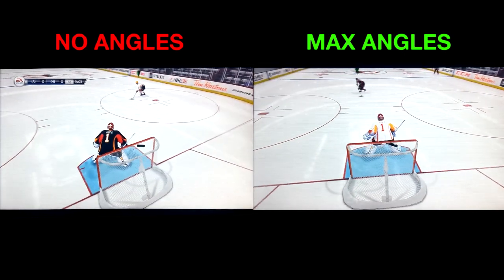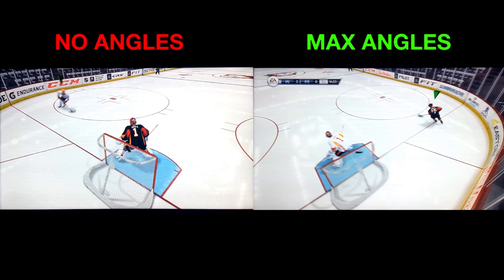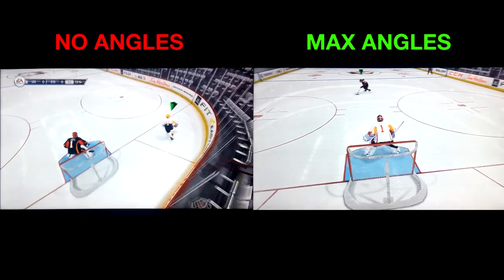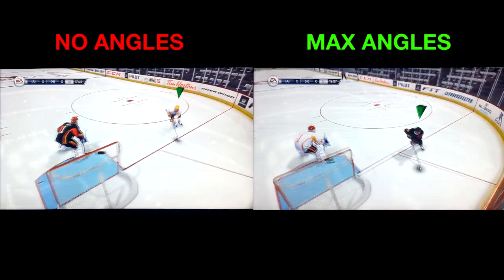Now, this time around, look at our goalie with max angles on the right. He's delayed in turning his body when the puck comes out from behind the net. I've got this other picture here from a different clip showing a similar situation where the goalie with no angles is delayed as well. So it kind of seems to be the same regardless of if you have angles or not.